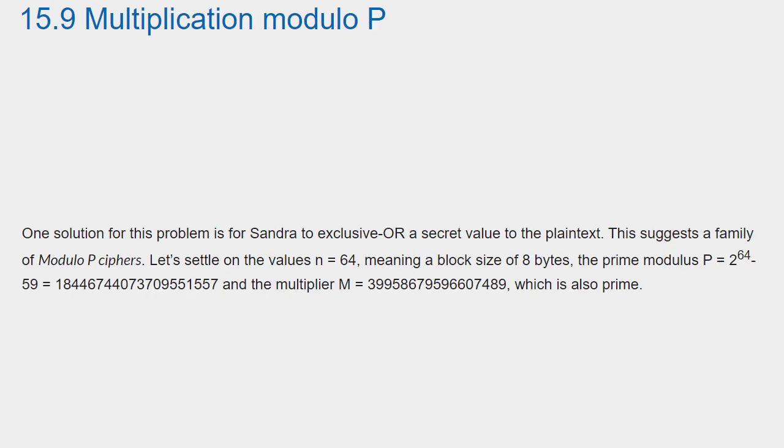One solution for this problem is for Sandra to exclusive OR a secret value to the plaintext. This suggests a family of modulo p ciphers. Let's settle on the values n equals 64, meaning a block size of 8 bytes. The prime modulus p equals 2 to the power 64 minus 59, which equals 18446744073709551557, and the multiplier m equals 39958679596607489, which is also prime.